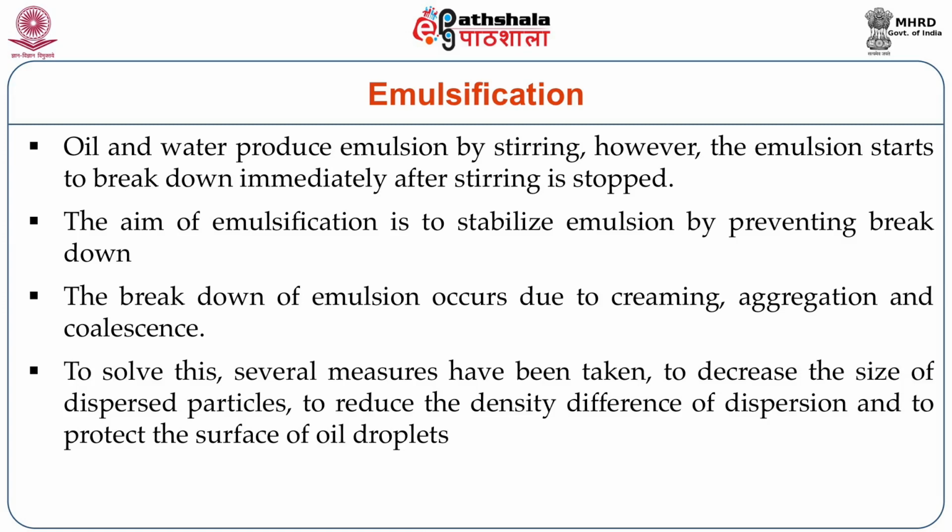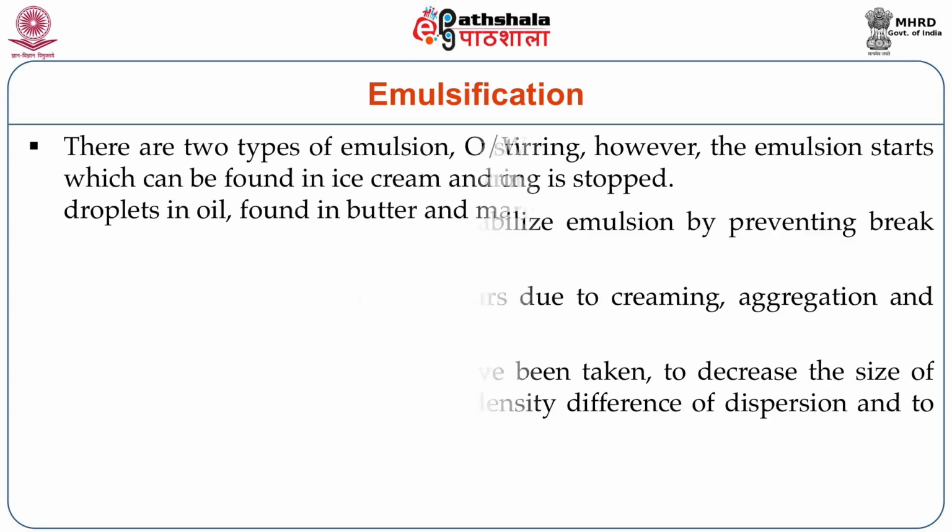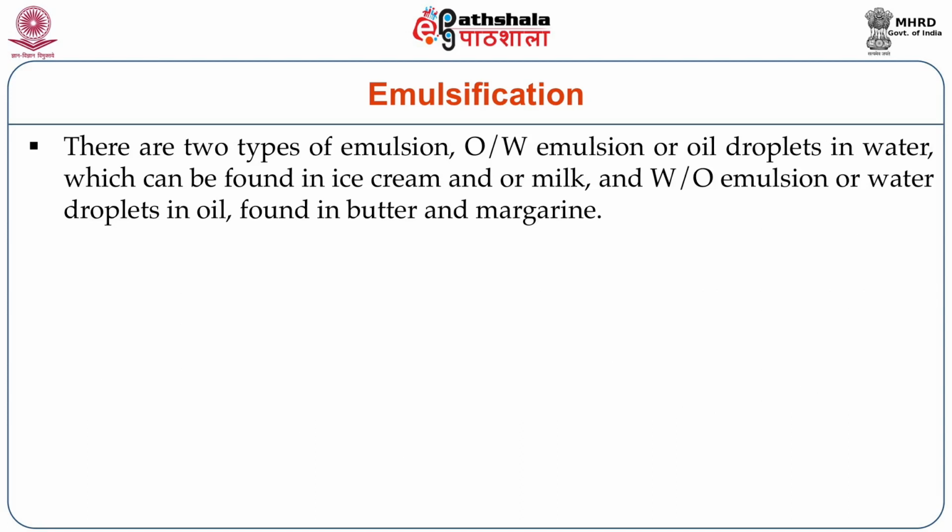To solve these kinds of problems, there are different kinds of measures which have been taken. That is, decreasing the size of dispersed particles, reducing the density difference of dispersion, and protecting the surface of the oil droplets. There are two types of emulsions. The first one is the oil in water emulsion, which we have already discussed, where oil droplets are embedded in water, which can be found in ice creams, milks, etc. Similarly, we have the water in oil emulsion, where the water droplets are embedded in oil. For example, butter and margarine.